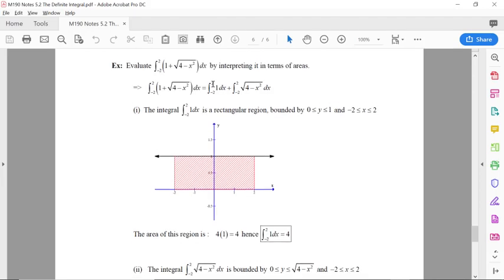Here's one in terms of areas. Evaluate this integral in terms of areas. Now, rather than trying to graph the function 1 plus the square root of 4 minus x squared, instead we can break it apart into different pieces. So we have the integral on the 1 and the integral on the square root of 4 minus x squared dx. The reason we can split it apart is the same reason that we can distribute a limit.